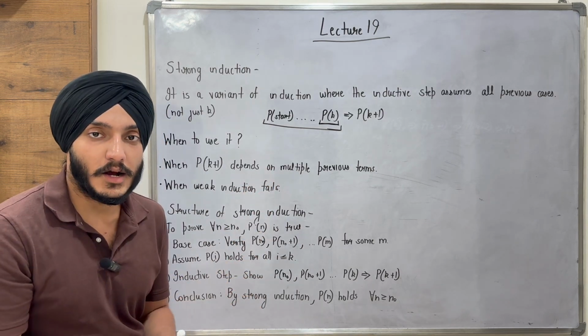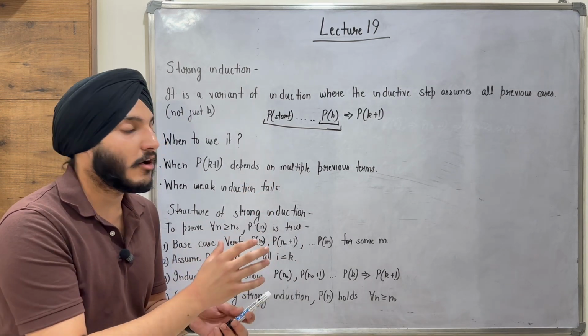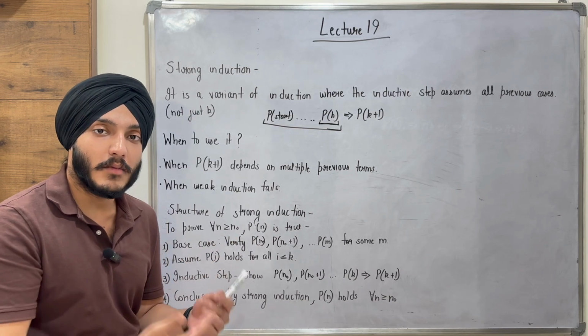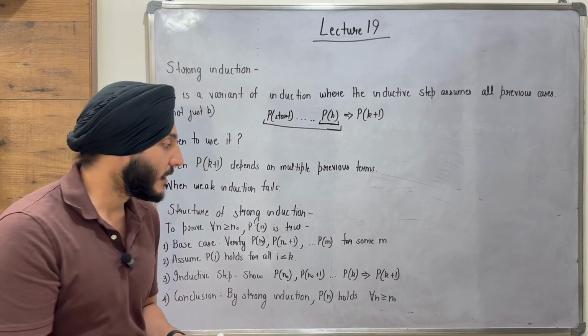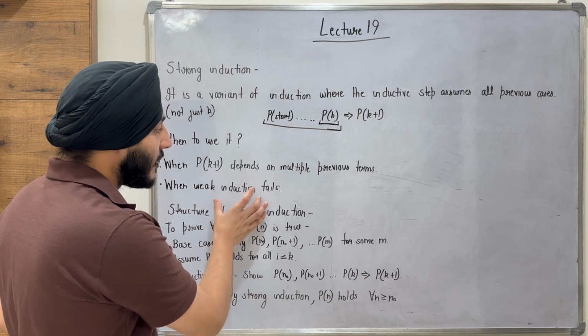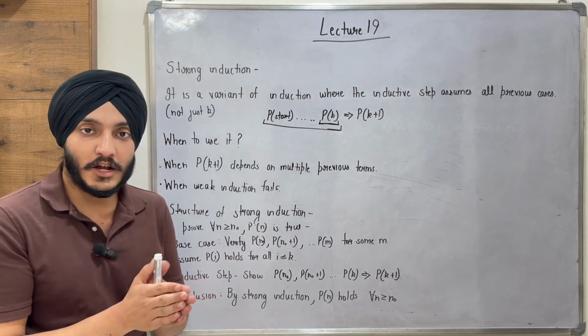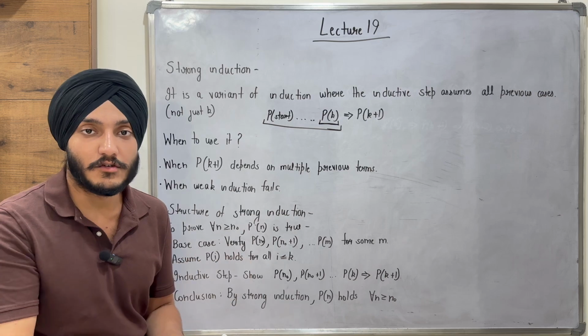Just like I said, the more questions you solve, the more of an idea you will have of whether P(k+1) depends on multiple assumptions or just a single one, right? And the second one is when weak induction fails. So if you feel like your weak induction failed, then you should try the strong induction, right?